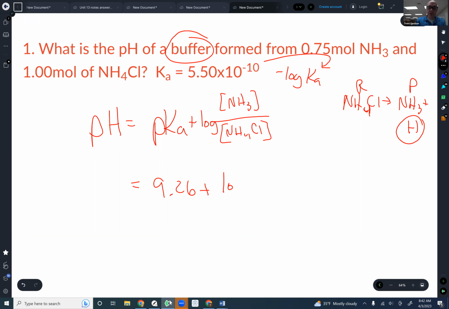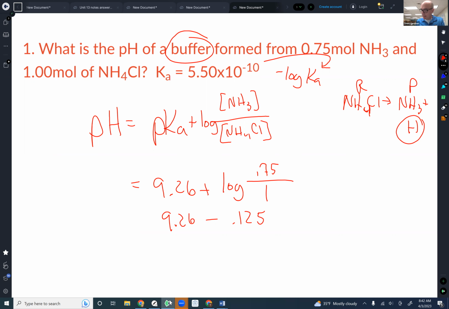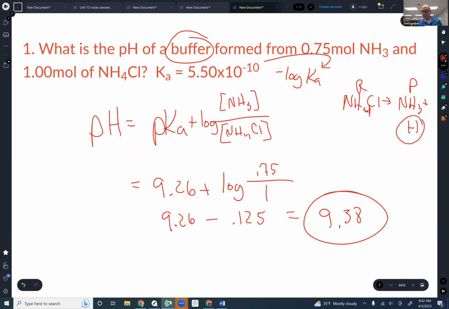So now I'm going to do the log of the NH3 is 0.75 and the NH4Cl is 1. So I've got to do the log of 0.75. And I end up with a negative 0.125. So 9.26 minus that 0.125 equals, originally, 9.26 minus 0.125. It goes down. And that's where it should be.